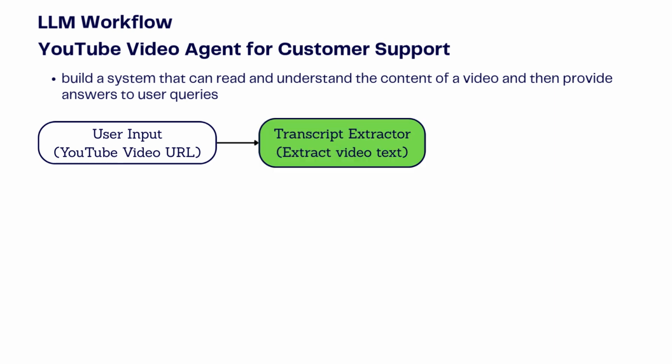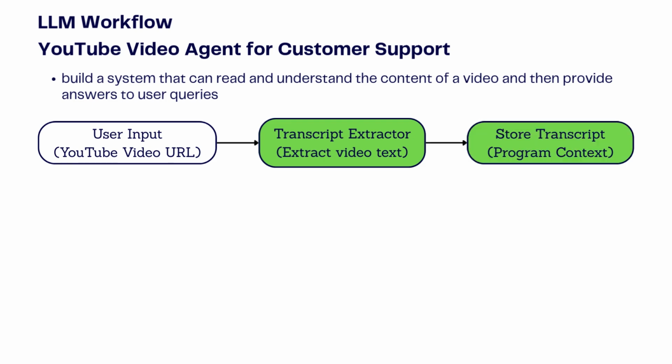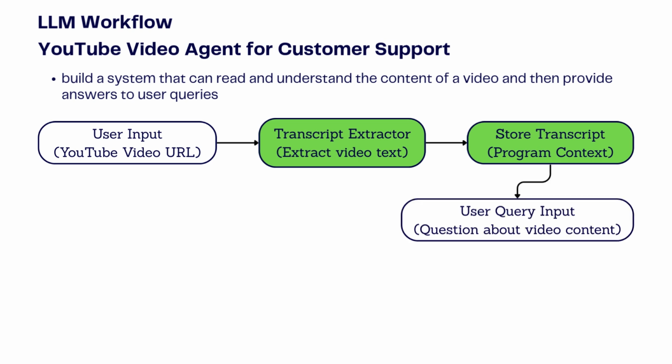Once we have the video URL, the system extracts the transcript of the video. This is an important step because it converts spoken content into text that the system can read and understand. We store this transcript in the program's context so that the LLM can refer to it anytime when answering questions. This is what makes the system context-aware. It's not guessing, it's reasoning based on real content. After the transcript is stored, the user can ask any question related to the video. For example, they might want details on important topics covered in the video, or they might need some clarification on a concept in a tutorial, or details about a specific example mentioned in the video.